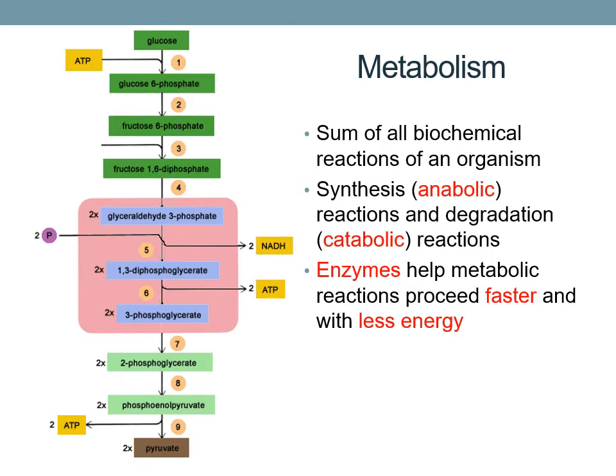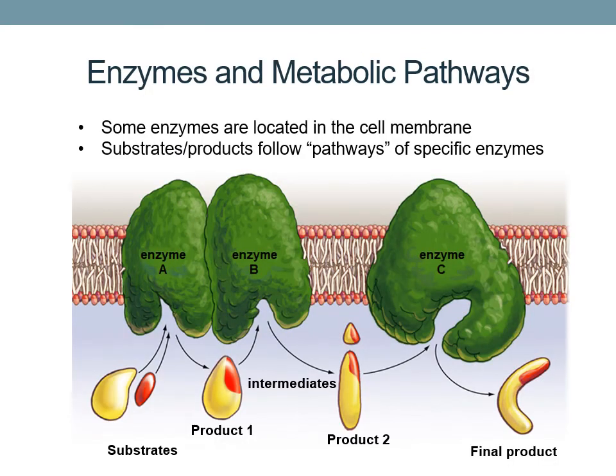Metabolism is the sum of all reactions of an organism, and these reactions are either synthesis or anabolic reactions, or degradation or catabolic reactions. Enzymes help metabolic reactions proceed faster and with less energy. Enzymes are a type of protein, and some are located in the cell membrane. They may form metabolic pathways that specifically convert substrates to products.